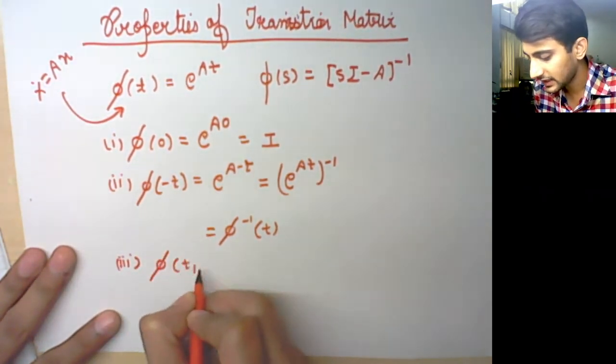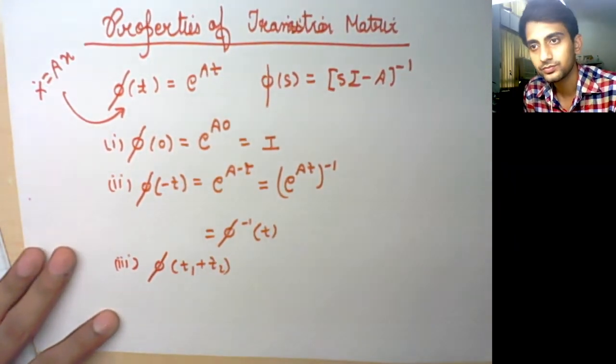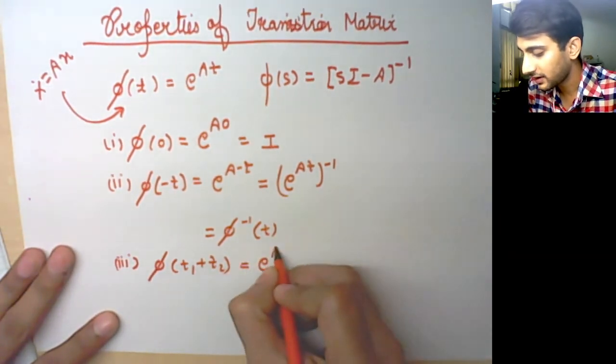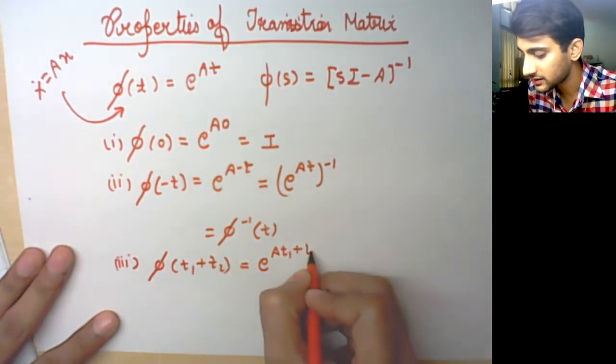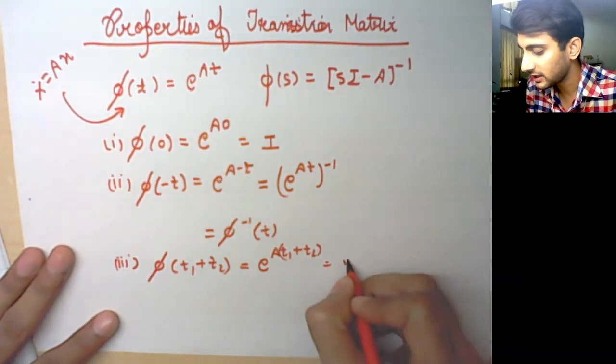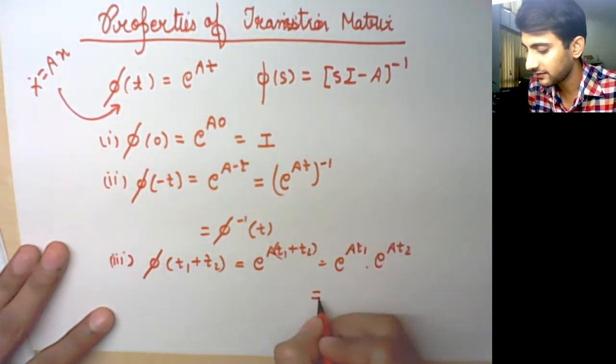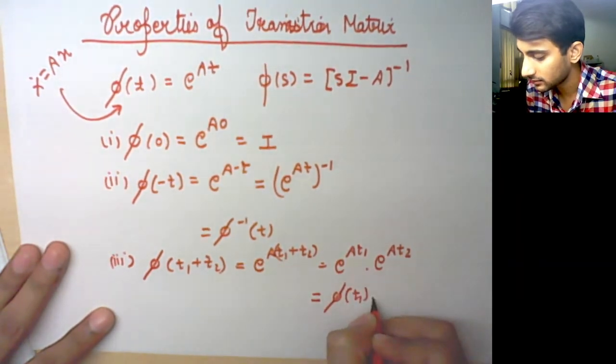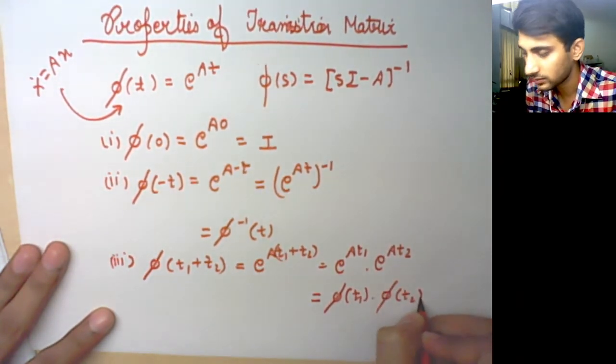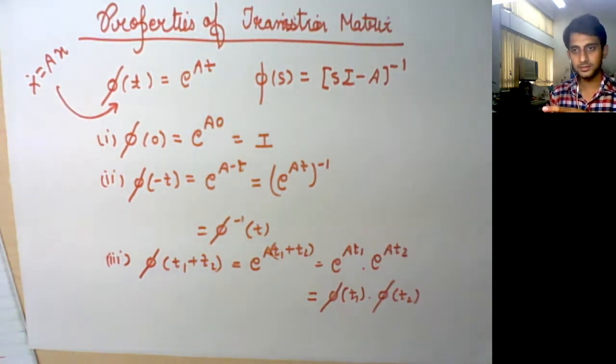Property number 3: phi of t1 plus t2. It is e to the power A(t1 plus t2), which will be e to the power At1 times e to the power At2, which is nothing but phi of t1 into phi of t2. Remember? So this is property number 3.